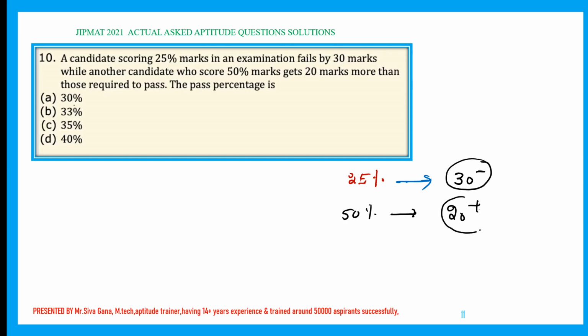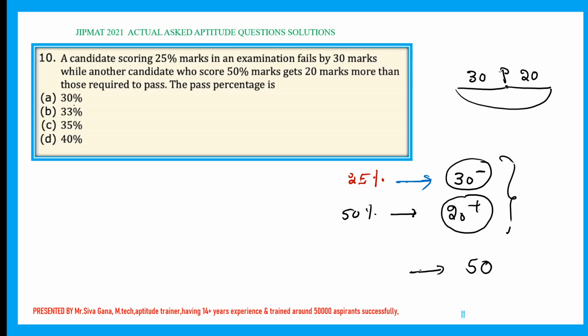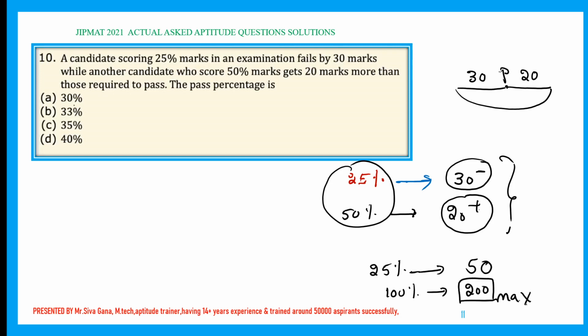And if this person is getting 20 marks more, how many marks difference between these two persons? Just see, if this is the pass line, the first person is behind by 30, and the second person crosses it and moves 20. The difference is how much? 50. The marks difference between the two candidates is 50 and the percentage difference between the two candidates is 25. Which means 25% is 50. 100% is how much? 4 times, which is nothing but 200. So the maximum mark in the examination is 200.